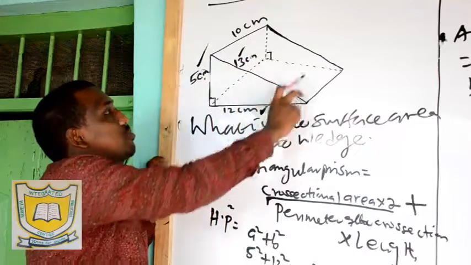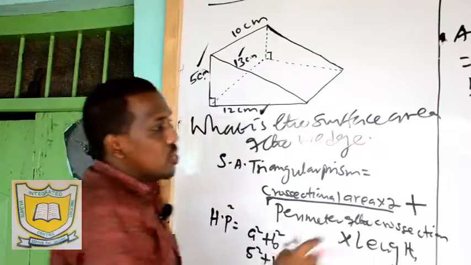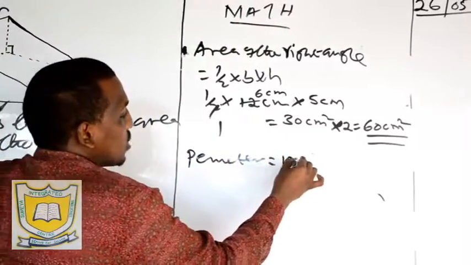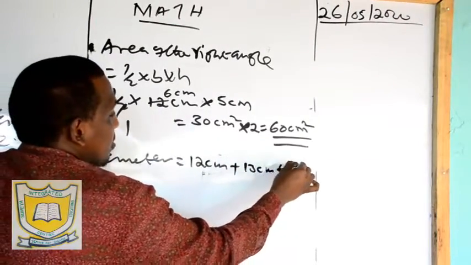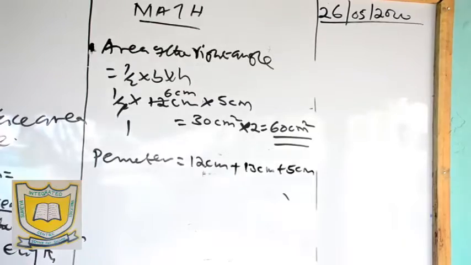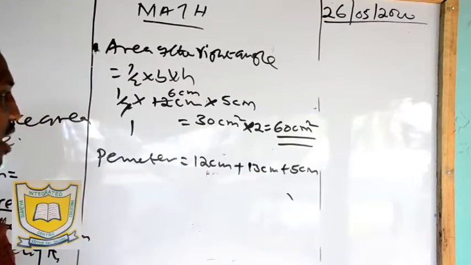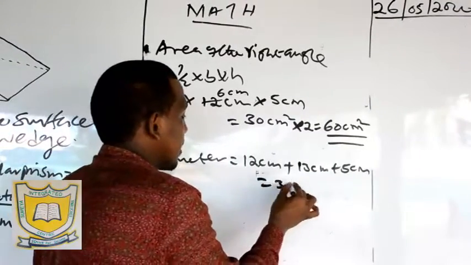Perimeter means the distance all the way around the figure. So 12 plus 13 plus 5 you add. So to get the perimeter, the perimeter is equal to 12 centimeter plus 13 centimeter plus 5 centimeter. We add. So 12 plus 13 is 25. 25 plus 5, you will get 30 centimeter.